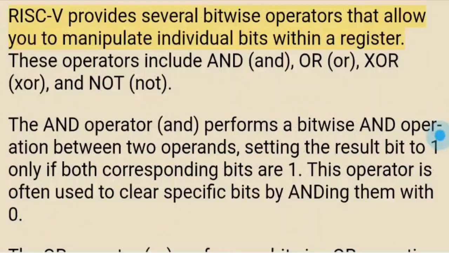Bitwise operators. RISC-V provides several bitwise operators that allow you to manipulate individual bits within a register. These operators include AND, OR, XOR, and NOT. The AND operator performs a bitwise AND operation between two operands, setting the result bit to 1 only if both corresponding bits are 1. This operator is often used to clear specific bits by ANDing them with 0.